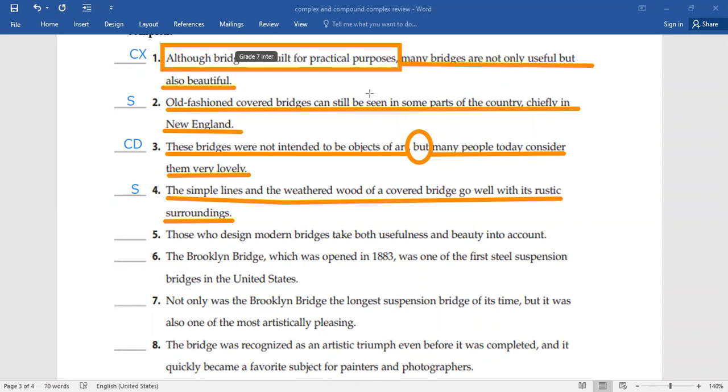How about, yes, the volunteers? Okay. Kareem just answered. How about Marwa? Number 5, those who design modern bridges take both usefulness and beauty into account.